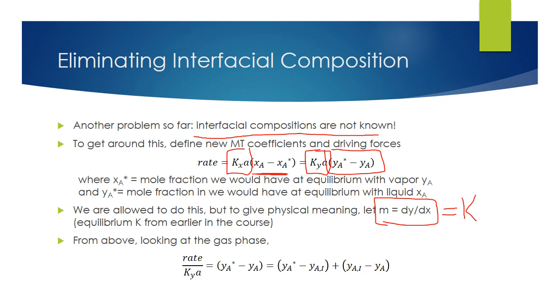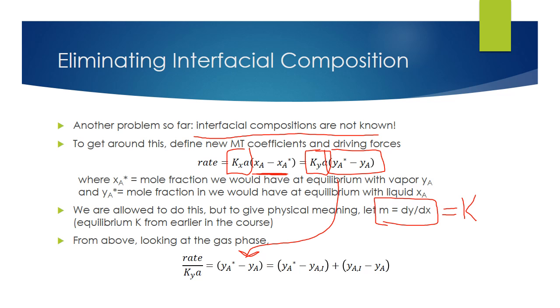I'm doing what Wankat does, which is to use m. I guess the reason that he does that is that m may vary as a function of position in the column, and you can account for that. But a lot of times we assume that it's constant. So if we do that, and we go back to these definitions of rate from all the previous slides, we can first of all take this definition from above and rewrite it.